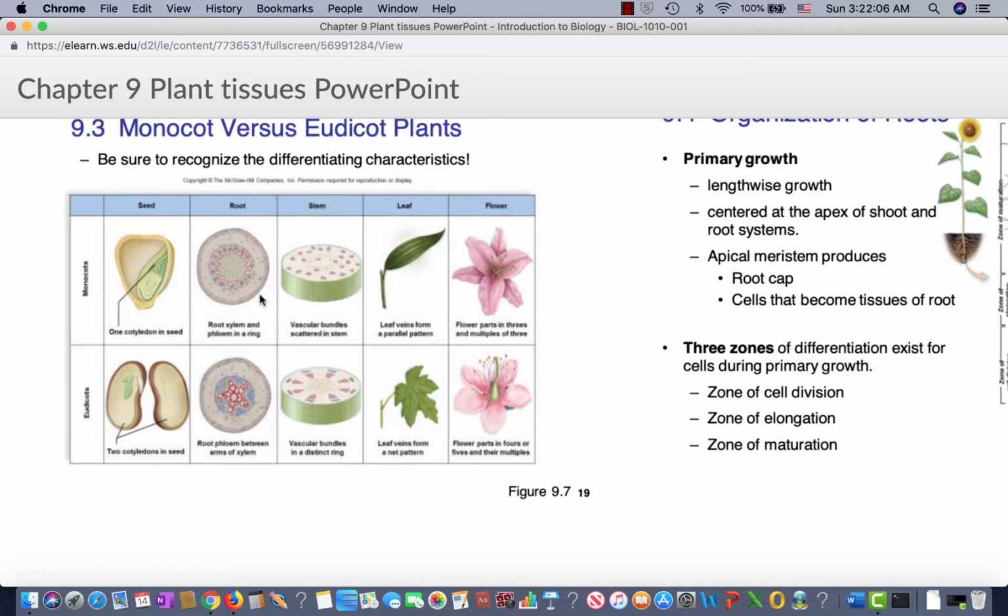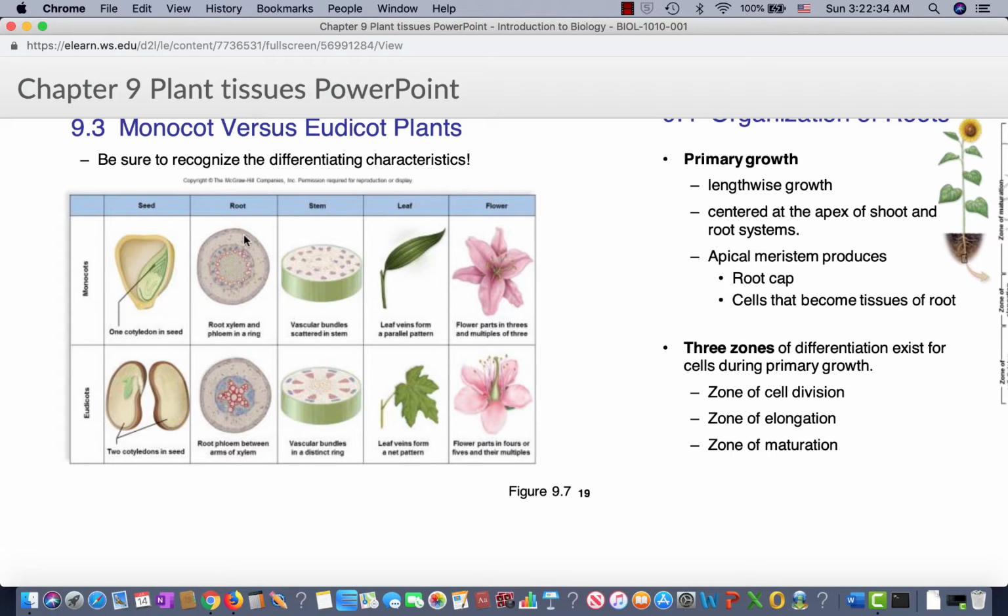Okay, so there are different characteristics between monocots and eudicots, and you're going to see this pop up like 4 or 5 times. So I can pretty much guarantee you there's going to be questions asking you to be able to differentiate them. So the most obvious difference is the number of seed leaves. So, 1 in a monocot, 2 in a eudicot.